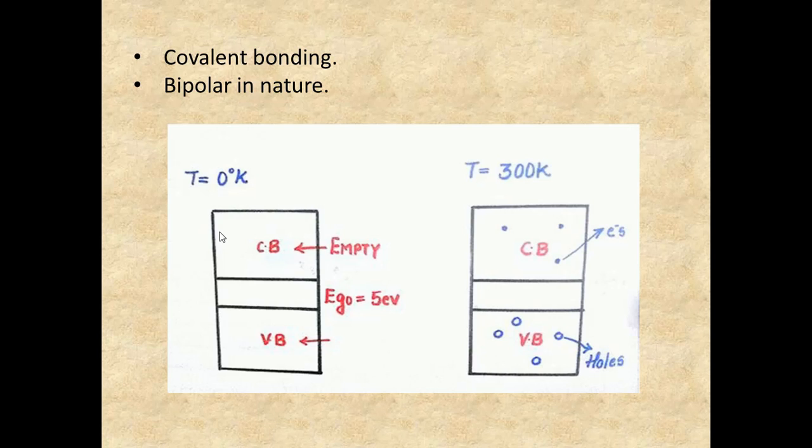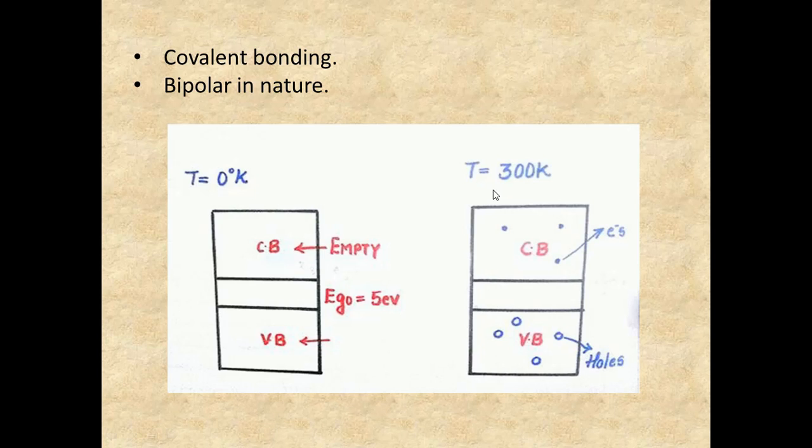So it's an important statement: at temperature 0 degree Kelvin, what kind of device does it behave like? Is it a semiconductor, is it a metal or an insulator? At 0 degree Kelvin you should be clear that it behaves like an insulator.